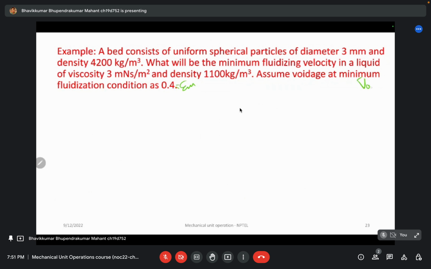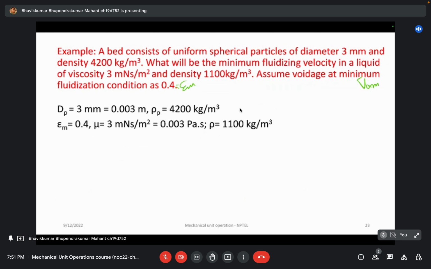Vom bar. So this is a very important question in order to design the bed, and it is a little bit more complicated than the earlier ones. So we visited earlier examples. Here you need to consider the diameter of the particle. Everything needs to be considered in your calculation. So the particle diameter is 3 mm, the density of the particle, epsilon m.